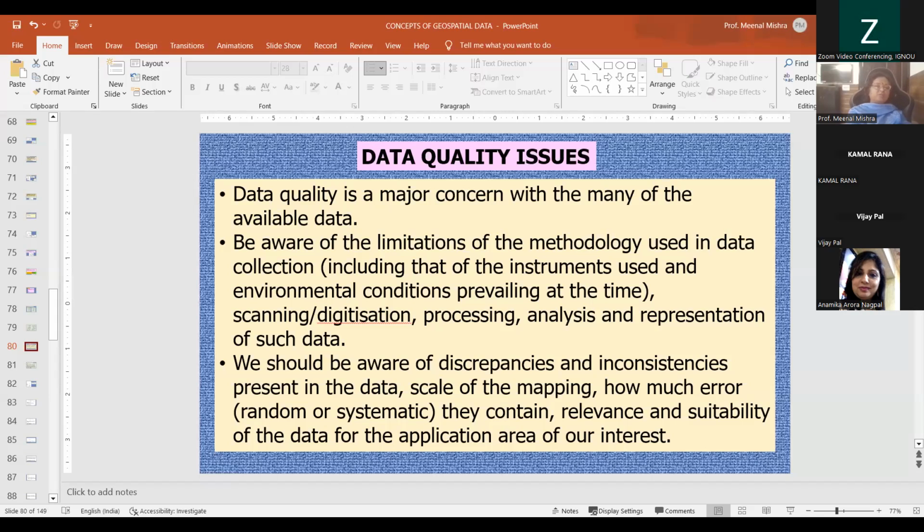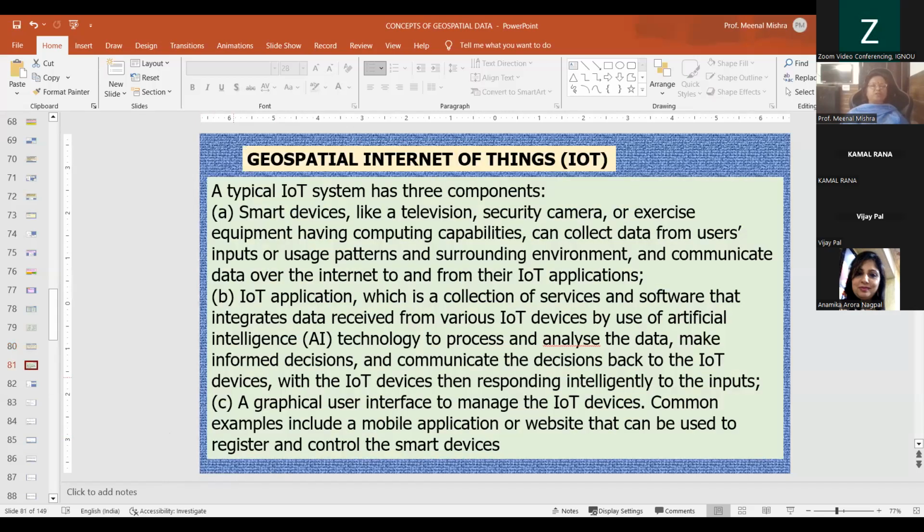And you should be aware about the limitations in the methodology, all these things, or there may be discrepancies and inconsistencies in the data, some errors. So you should be aware of this, and accordingly you should download the data depending upon the interest. Now, next one is Geospatial Internet of Things.